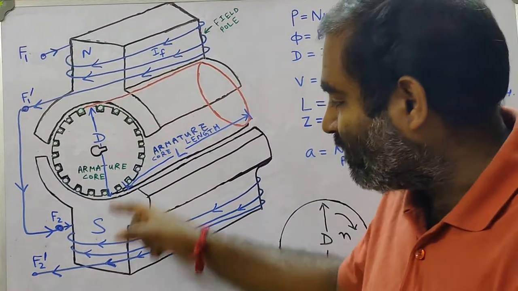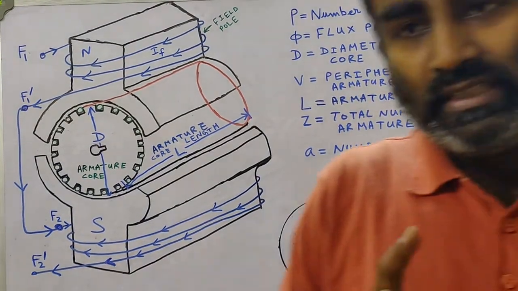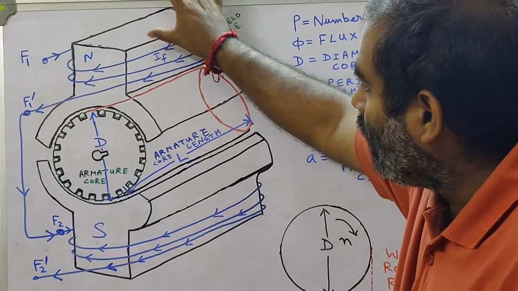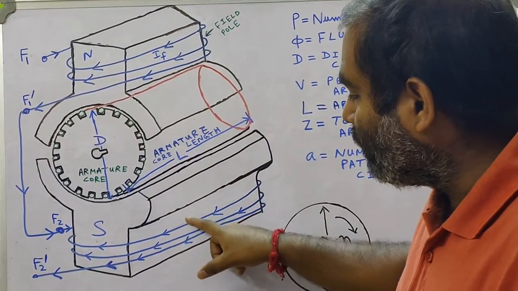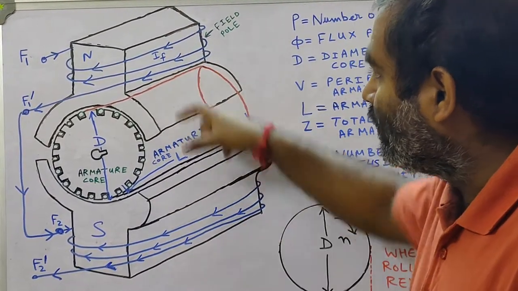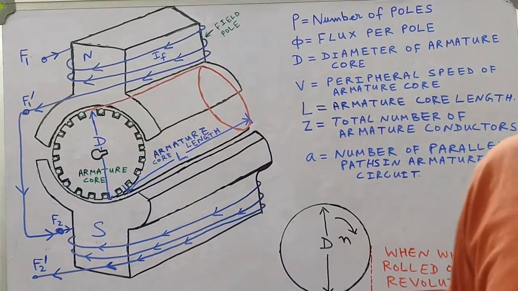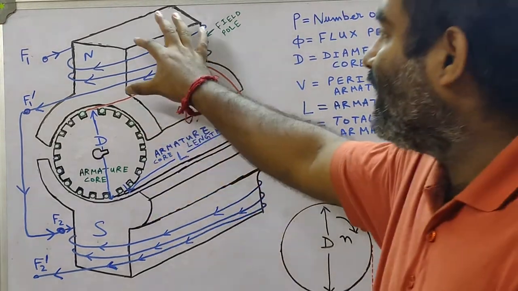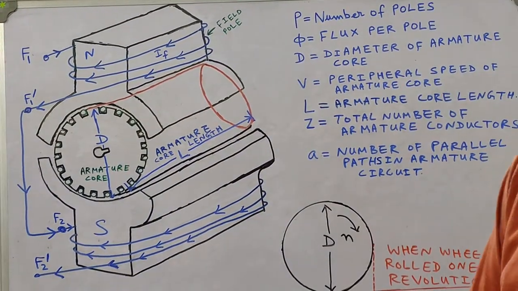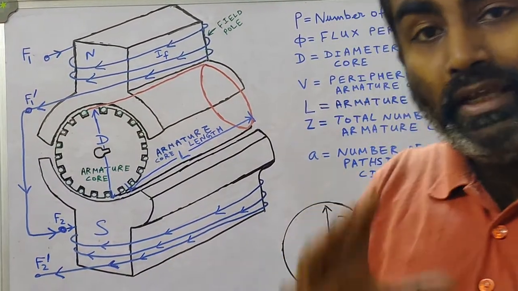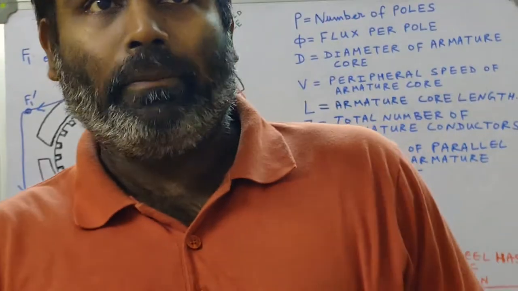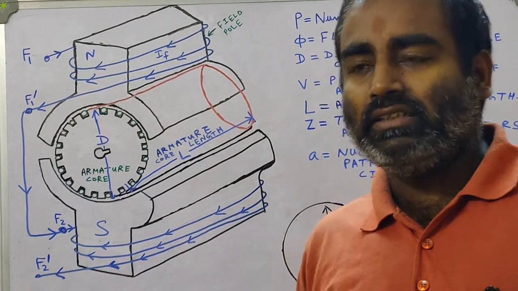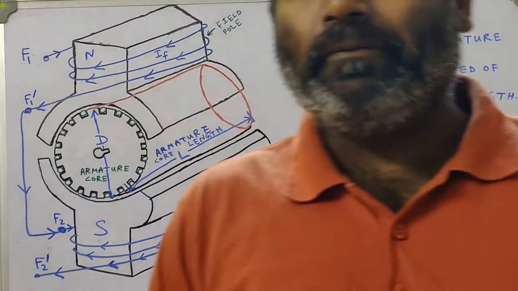So what I want to emphasize is that the number of turns which are being placed on this pole and the number of turns which are being placed on this pole, they are equal. Why are they equal? Because to ensure that the MMF, that is magnetomotive force developed by this pole and magnetomotive force developed by this pole, should be equal. What is the formula for magnetomotive force? The formula for magnetomotive force or MMF is number of turns multiplied by current.